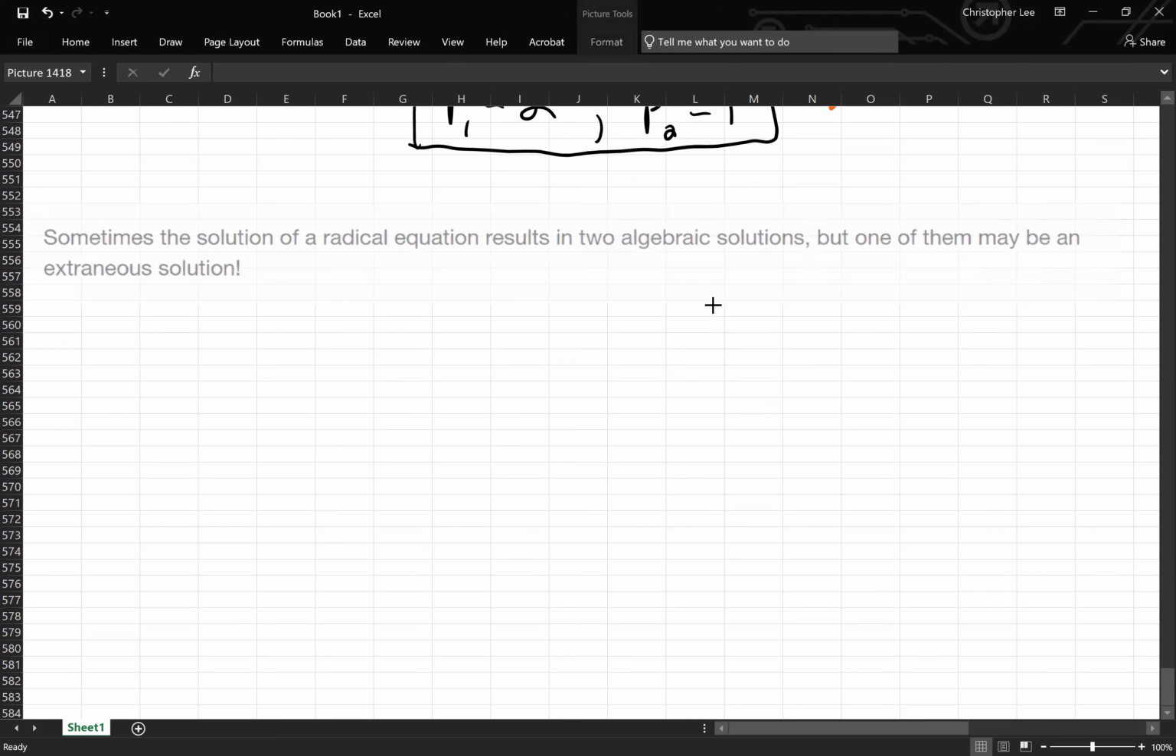So here's another little hint. Sometimes the solution of a radical equation results in two algebraic solutions, but one of them may be an extraneous solution. When you answer these questions, check your answers, plug it in, verify that both answers work. And that's it.